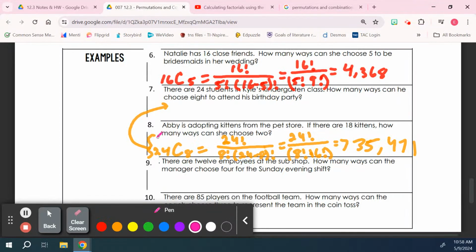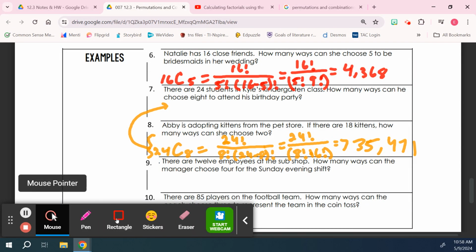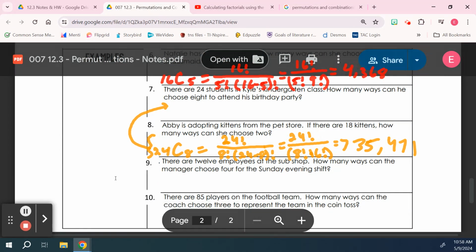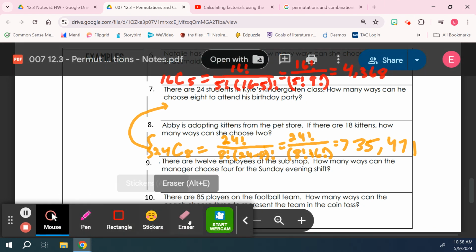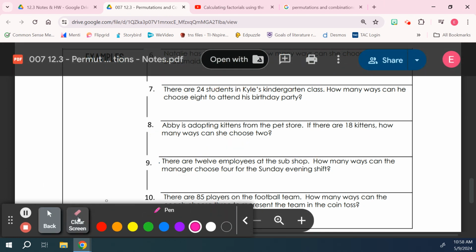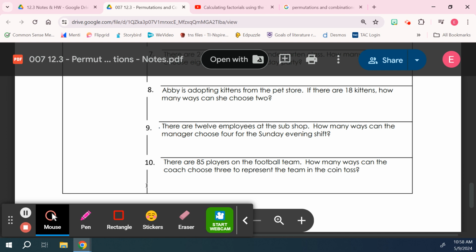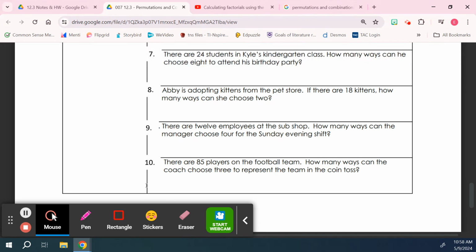I want you guys to work on 8 through 10 on your own. I'll give you the answers in a few minutes. I'm going to pass out your homework. And I will just collect this tomorrow, but you do not have to do number 11. 11's crossed out, so you have like 11 total problems. You just need to identify if you're doing a combination or a permutation, and then just apply the formulas. Okay?